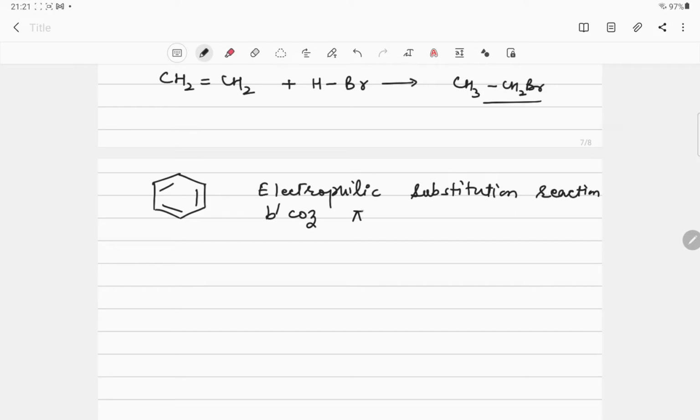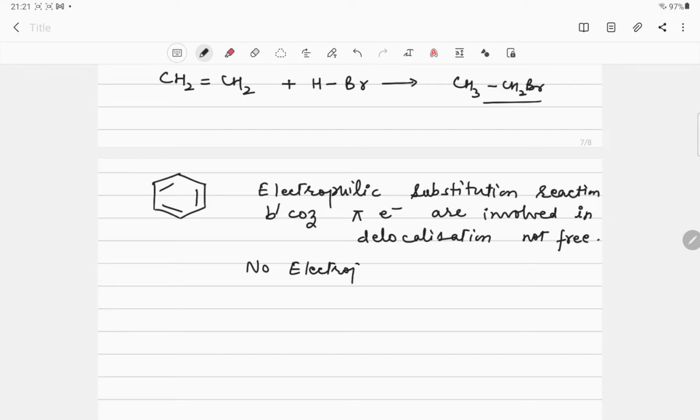Because the pi electrons are not free, they are involved in resonance, they are involved in delocalization. So because pi electrons are involved in delocalization, not free, that is why they don't undergo electrophilic addition reaction. No electrophilic addition in benzene, just the substitution.